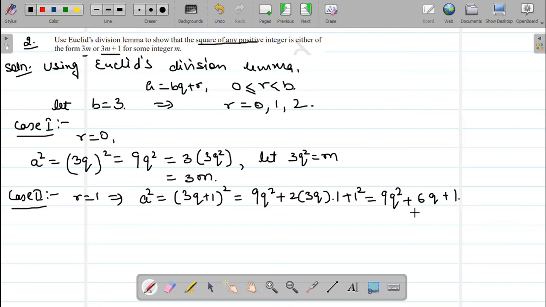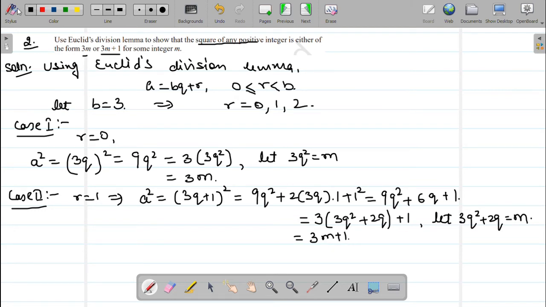Now let's see from where I can take a 3 common. I can take a 3 common from the first two terms. So that is 3(3q square plus 2q) plus 1. This time we'll substitute 3q square plus 2q equal to m. So this is the expression of the form 3m plus 1, the second option we had.